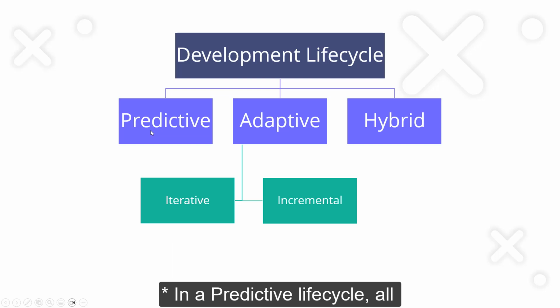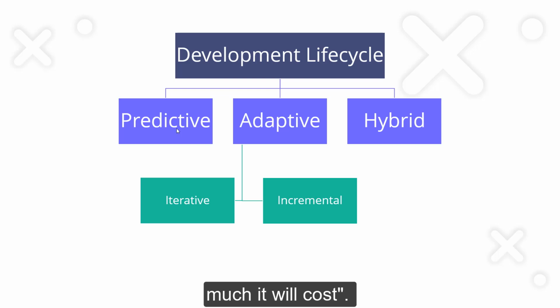Now, in the predictive life cycle, all the key parameters of the project are planned meticulously upfront and they are more or less fixed at the beginning. That is, the scope, time and cost are established early in the project. We will first strive hard to establish what we want, how much time it will take and how much it will cost. This type of predictive life cycle is the earliest form of project development.